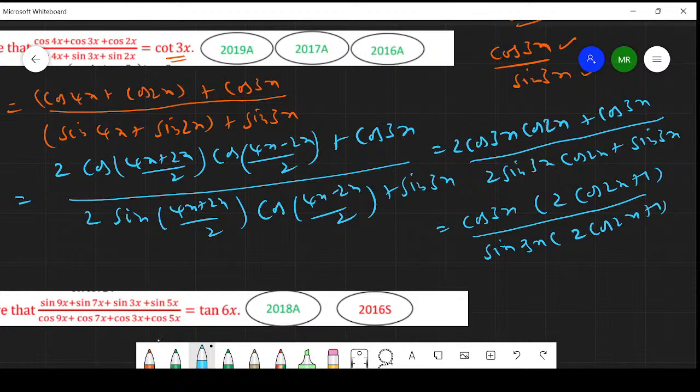Now you can see here, I can eliminate this one, right? When I have taken this one, I can eliminate these two. Cos 3x by sin 3x, answer is cot 3x. So that is the required one. Correct? Cos 3x by sin 3x is equal to cot 3x. That will be your required answer.